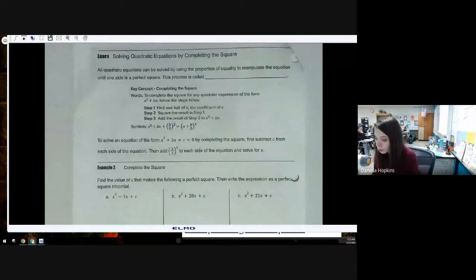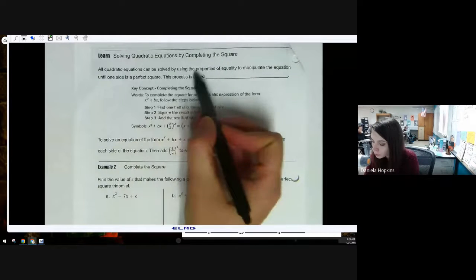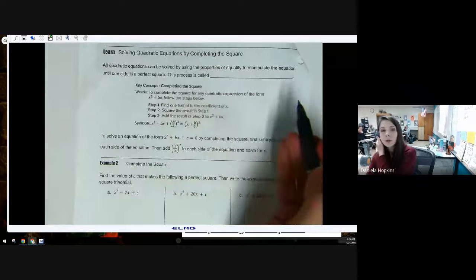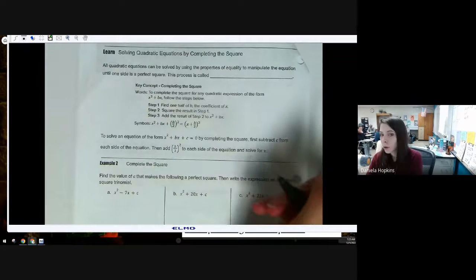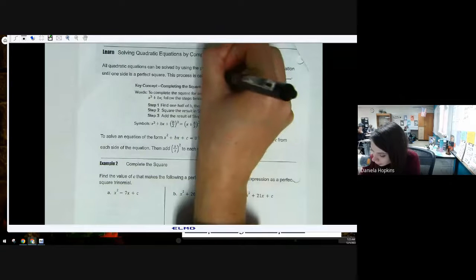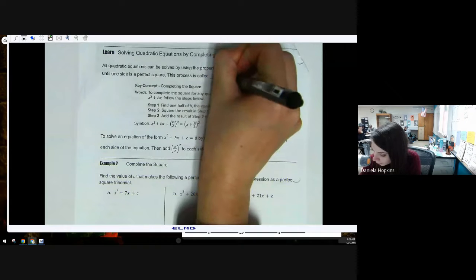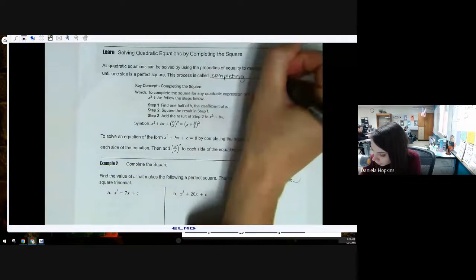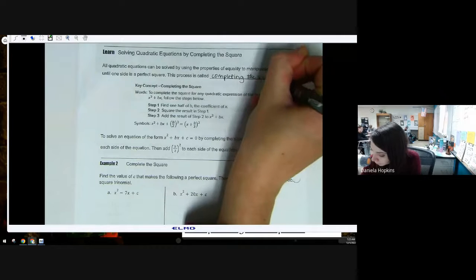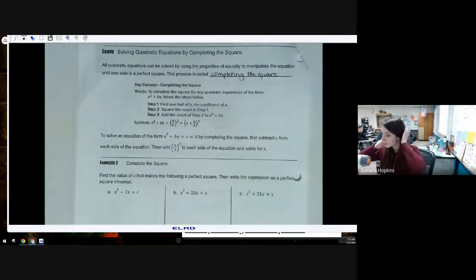So a definition for us: all quadratic equations can be solved using the properties of equality to manipulate the equation until one side is a perfect square trinomial, really, that should say. So this process is called completing the square. And it does have steps to it.